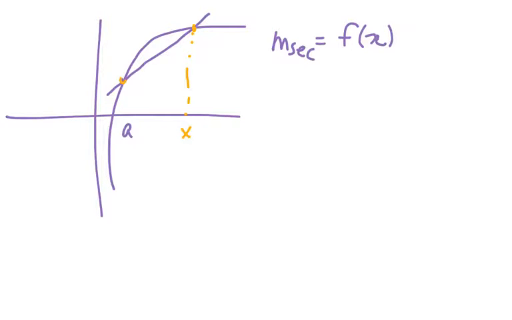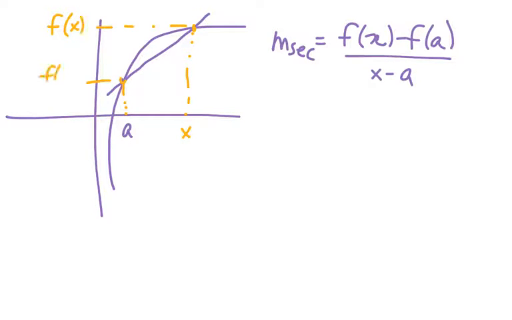And I'm going to look at the change in y over the change in x, which is the definition of slope. So recall that, if you're here at a and you want to find the average velocity on the interval a to x, you look at the change in the y, which is f of x minus f of a, over the change in the x, which is x minus a.